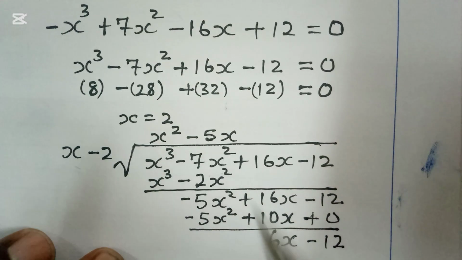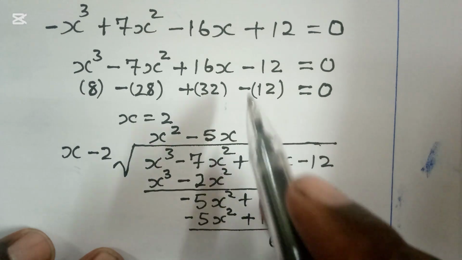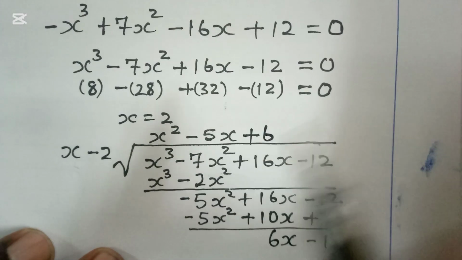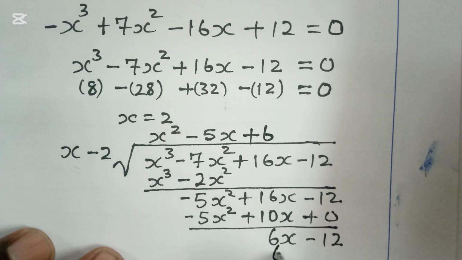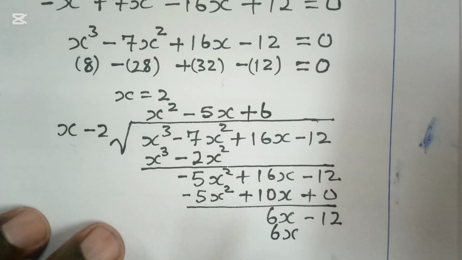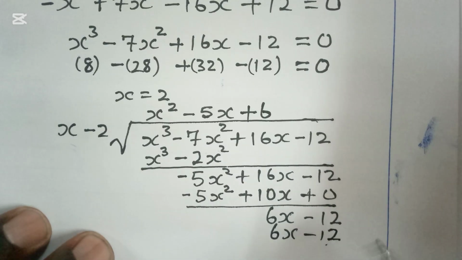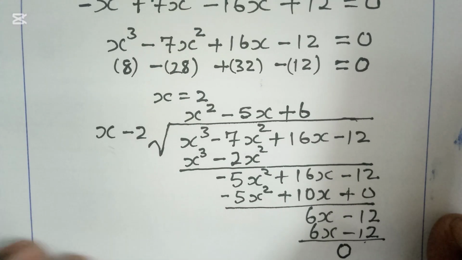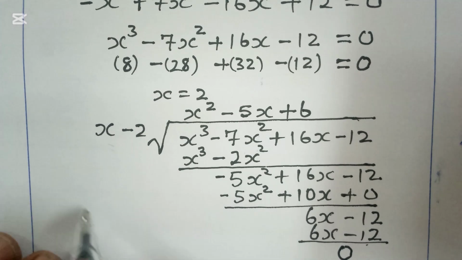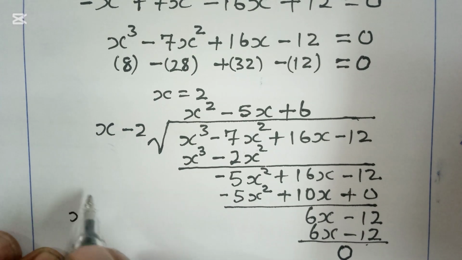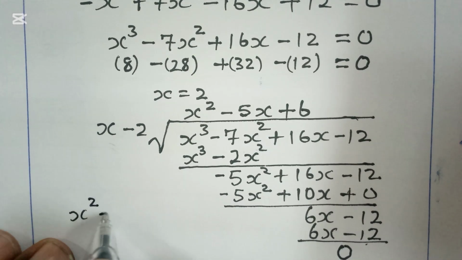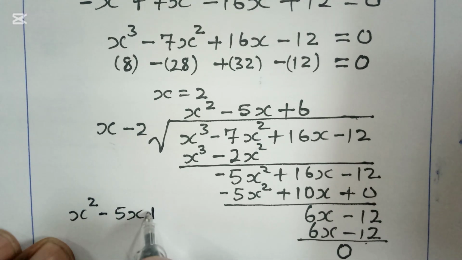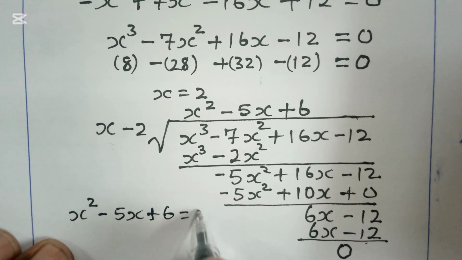So guys, I can now multiply here by 6, that is plus 6. This one is going to give me 6x minus 12. As you can see guys, our remainder is 0. So guys, we are now going to have this as our equation. And guys, just to shorten, this is supposed to be equal to 0.